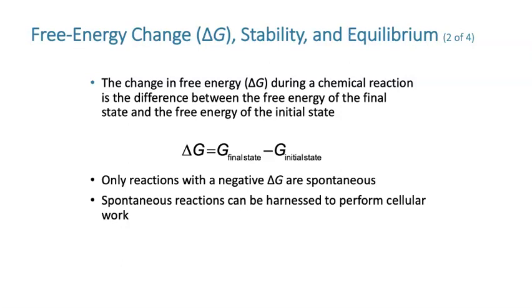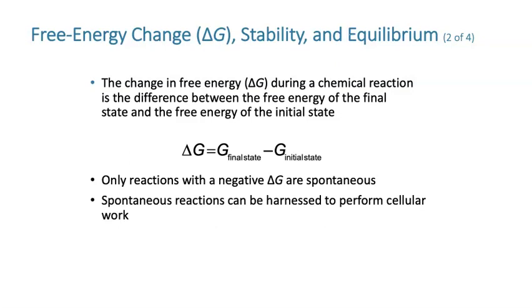So delta G, the change in free energy during a chemical reaction, is the difference. So we're doing some subtraction here, right? It's the difference between the free energy of the final state and the free energy of the initial state. So this little equation here: delta G is equal to the free energy of the final state minus the free energy of the initial state.